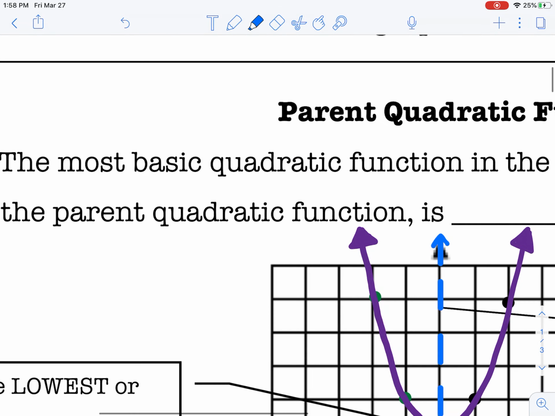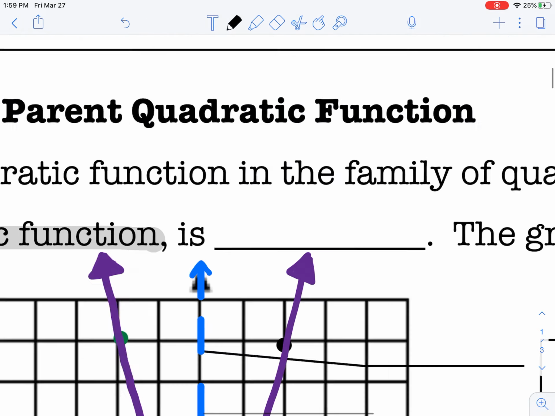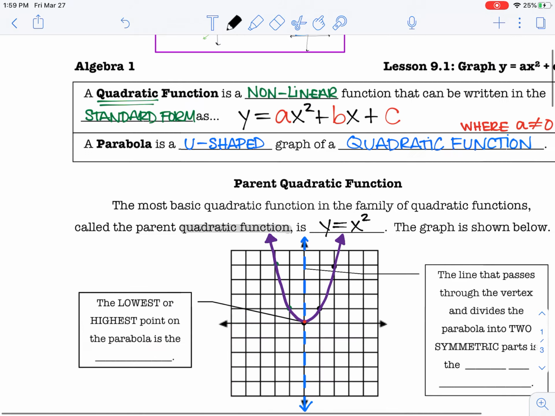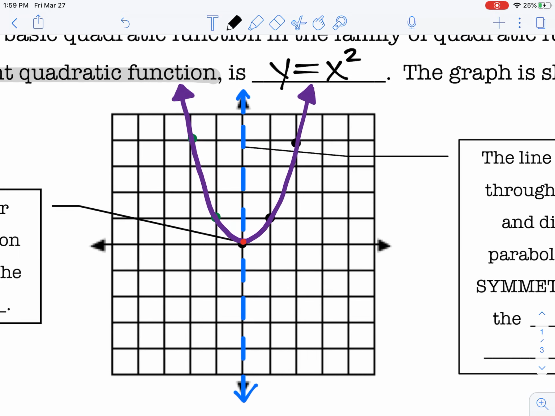First off, we have what we like to call the parent function, meaning the most basic of functions. For a quadratic, that would just be y equals x squared with a leading coefficient of 1. So nothing else, just the basic quadratic term. That graph looks like this. If you want to pause and give yourself a second to plot that, you can.